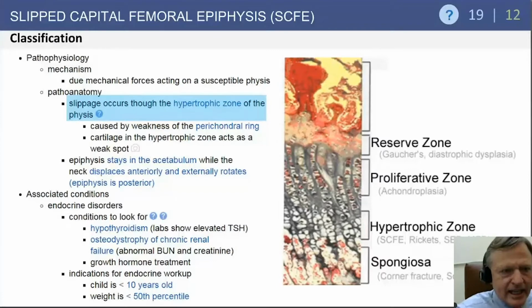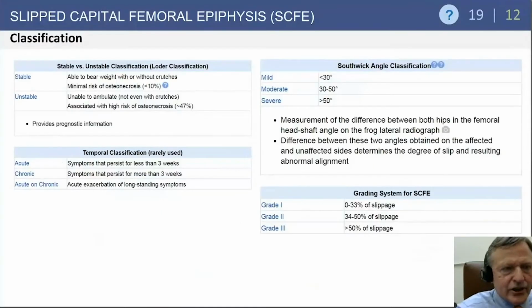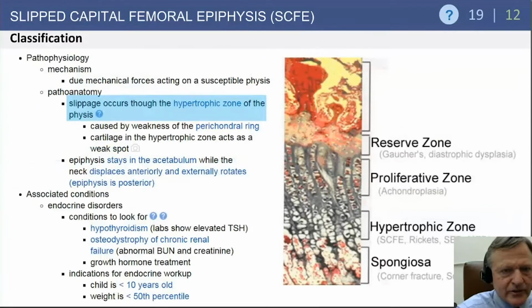I think the endocrine disorders, certainly the renal, but most commonly hypothyroidism. And if you see one in a child less than 10 or very light, that's an indication for an endocrine workup. So they might show you the hypertrophic zone but not label it and have you pick that.